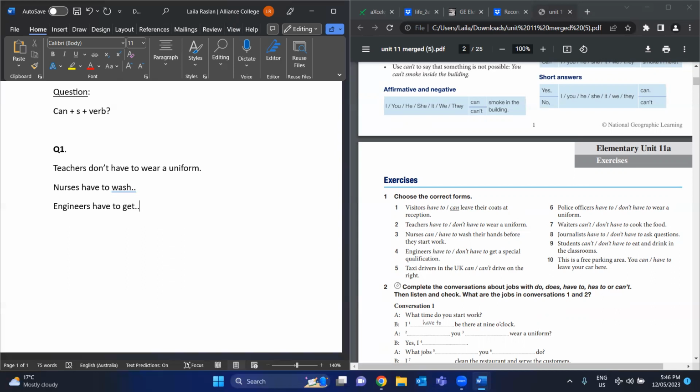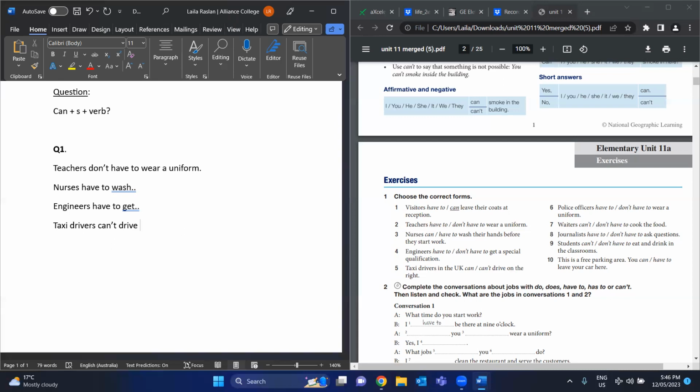Number 5, Natalia. Yeah, taxi drivers in the UK can't drive on the right because they drive on the left, like in Australia. So they can't. It's not possible. They cannot do it. They're not allowed to. That's what it means. You're not allowed to.